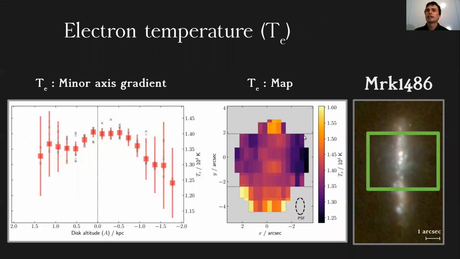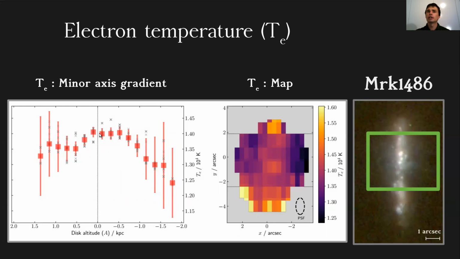So we can see here a temperature map for the spatial region in which we can detect our 4363 auroral line. And so you can see that we can do this for about 4 arcseconds along this minor axis direction, which corresponds to around about 3 kiloparsec. So on the left here, I'm showing this as a temperature profile moving along the minor axis for this region bounded by the dotted lines shown here in the map.